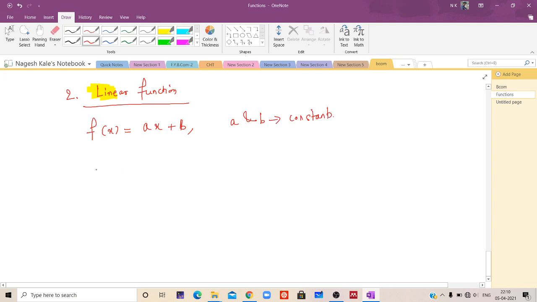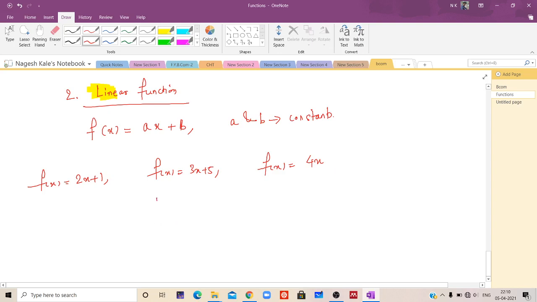Now let me take some examples. For example, f of x equal to 2x plus 1, or suppose f of x equal to 3x plus 5. Even if I take f of x equal to 4x, it is also a linear function because I have taken b equal to 0. That is accepted. So f of x is equal to 4x is also a linear function. This kind of function is called a linear function.